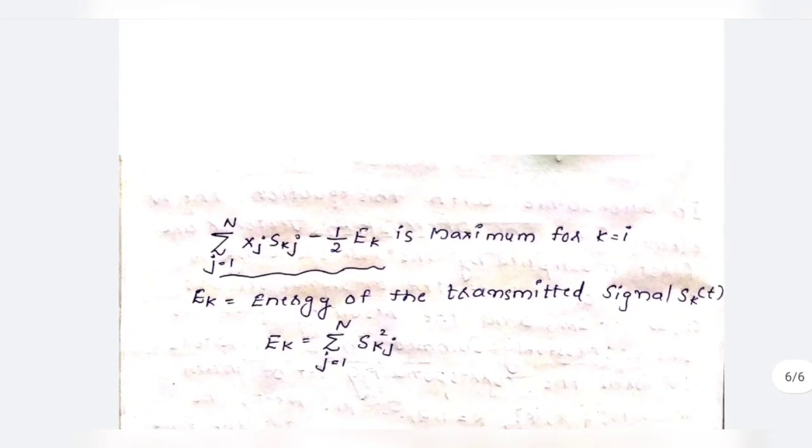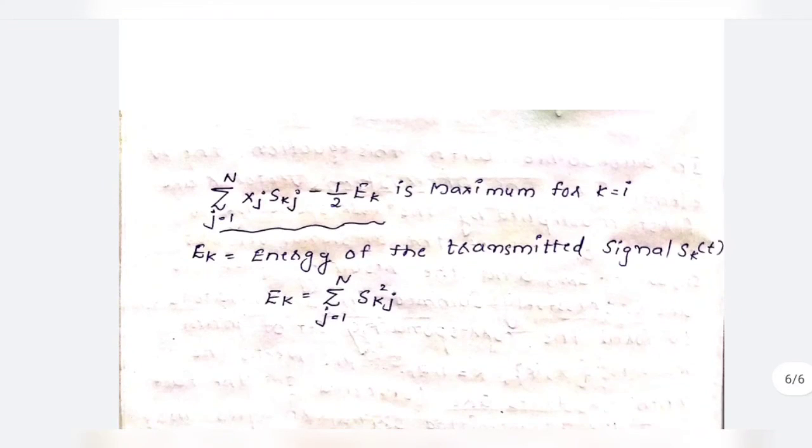Now look at this equation. Sigma j equal to 1 to N x j s kj minus 1 by 2 Ek is the maximum for k equal to i. Ek is the energy of the transmitted signal sk of t. Ek is equal to sigma j equal to 1 to N s square kj.